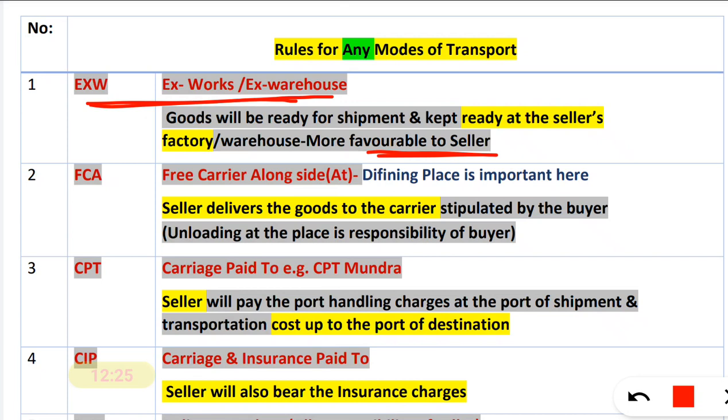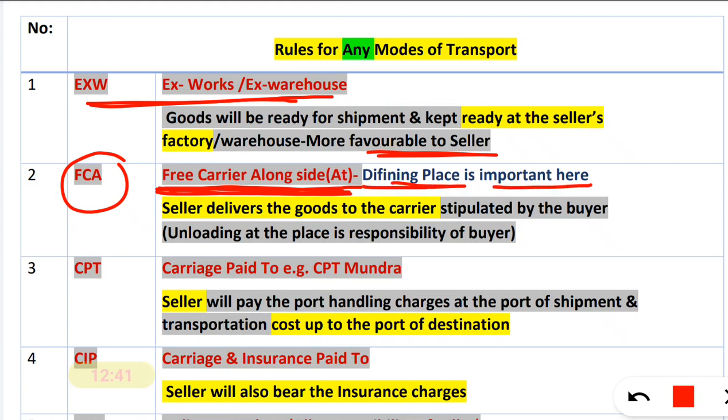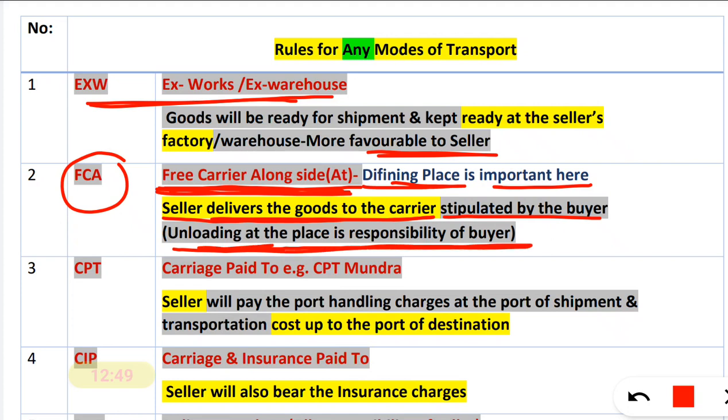Now next is the FCA. FCA means free carrier alongside, or free carrier at. Now see, defining the place is very important here. The seller delivers the goods to the carrier stipulated by the buyer. Unloading at the place is the responsibility of the buyer.